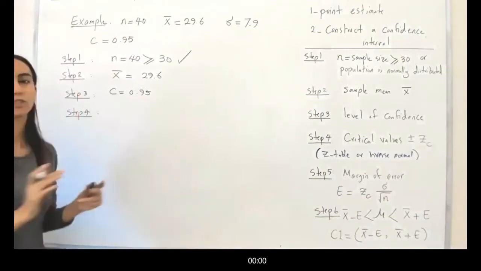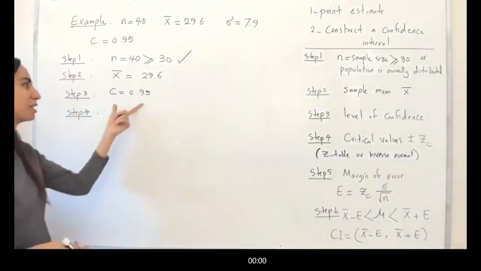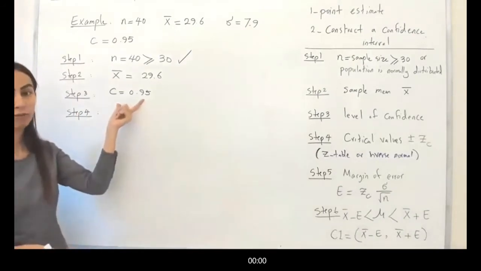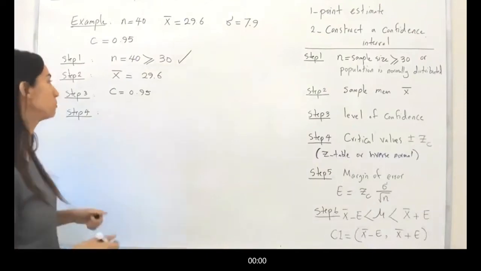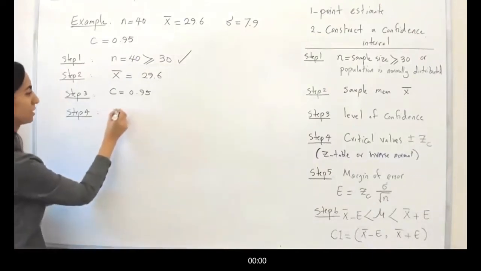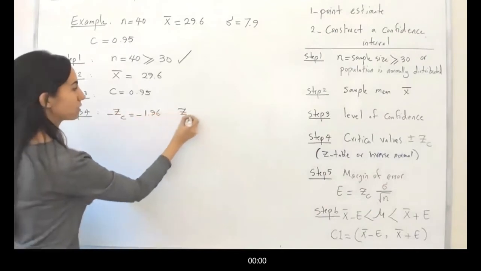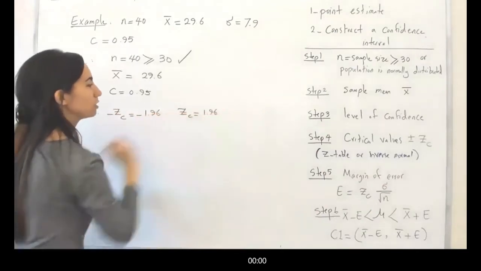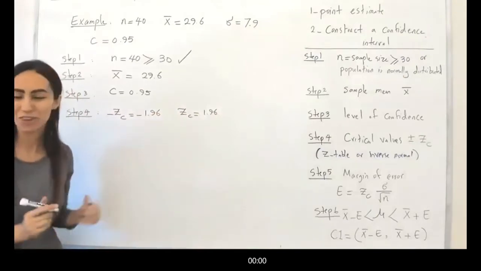Step 4, we need to find our critical values, plus minus ZC. So you either use your inverse norm, or you know that for a level of confidence of 95%, the critical values are equal to plus minus 1.96. So negative ZC is negative 1.96, and positive ZC is 1.96. Any questions so far?